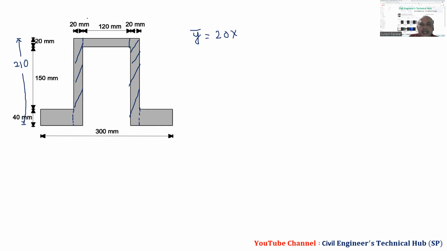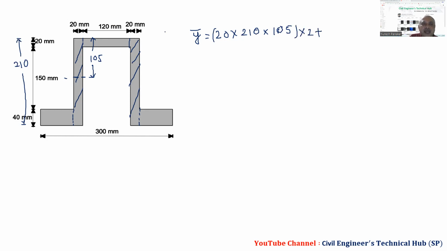So B into D we have 20 into 210, and from top we have half of this, 105. So from the center of this, we have its own centroidal axis at 105. So we have to consider it twice.